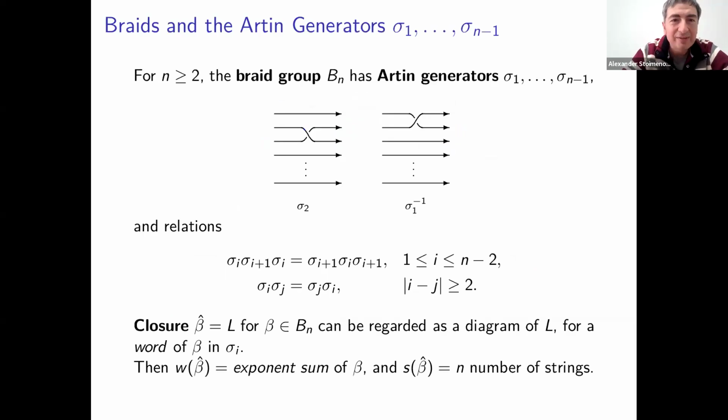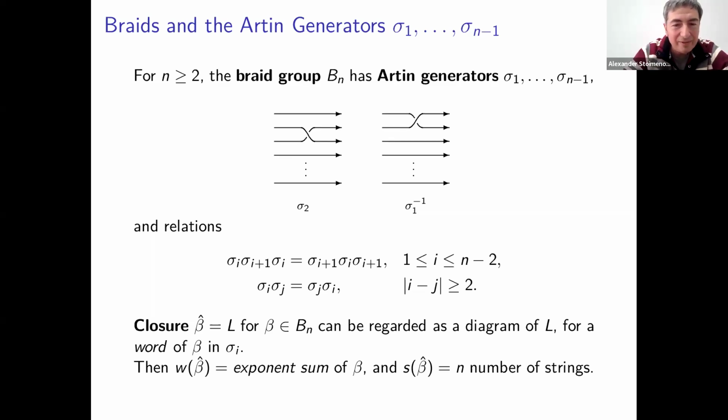So then I fix some notation regarding braids. So I consider the braid group B_n with Artin generators sigma_1 to sigma_{n-1}. And the convention will be now that braids are oriented from left to right and the strands are numbered from top to bottom. Okay, so sigma_2 is the Artin generator which crosses strands 2 and 3 positively. Sigma_1 inverse is the generator which crosses strands 1 and 2 negatively. Okay, and then there are the obvious relations. So sigma_i sigma_{i+1} sigma_i equals sigma_{i+1} sigma_i sigma_{i+1}, and sigma_i and sigma_j commute if the indices are at least 2 apart.